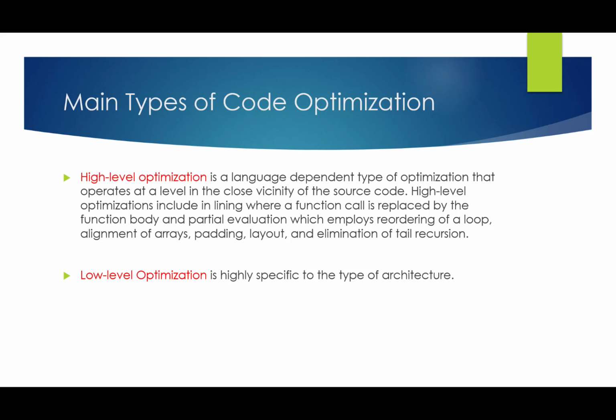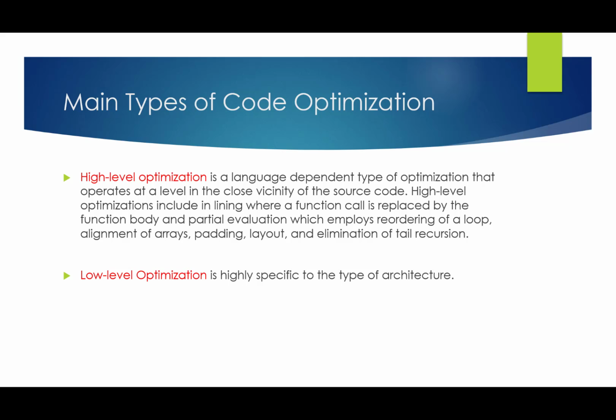Main types of code optimization. We have two types: first, high-level optimization, and second, low-level optimization. High-level optimization is a language-dependent type of optimization that operates at a level in the close vicinity of the source code. It includes inlining, where a function call is replaced by the function body, and partial evaluation, which employs reordering of a loop, alignment of arrays, padding, layout, and elimination of tail recursion.